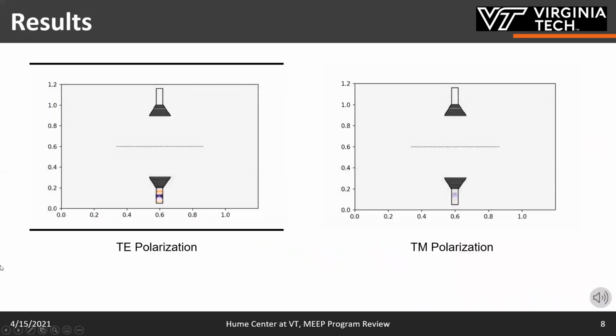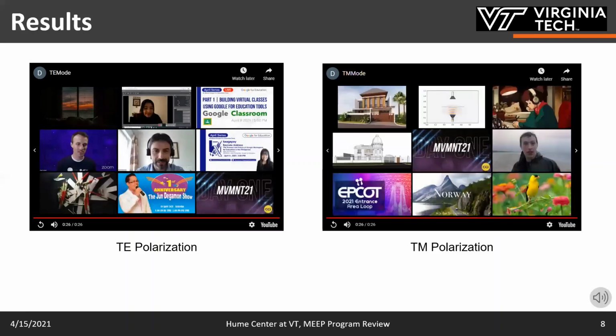These are the results of the same experimental setup, but with a TE polarization and a TM polarization. The TE polarization, because its electric field is parallel to the rods, the energy is able to pass through that grating and is able to reach the other antenna, whereas for the TM polarization, the electric field is perpendicular to the rods, and you can tell that most of the energy is reflected back and not allowed to pass through the rods.